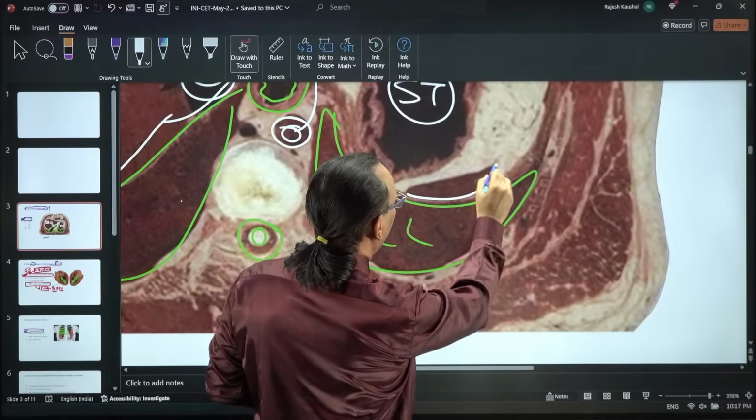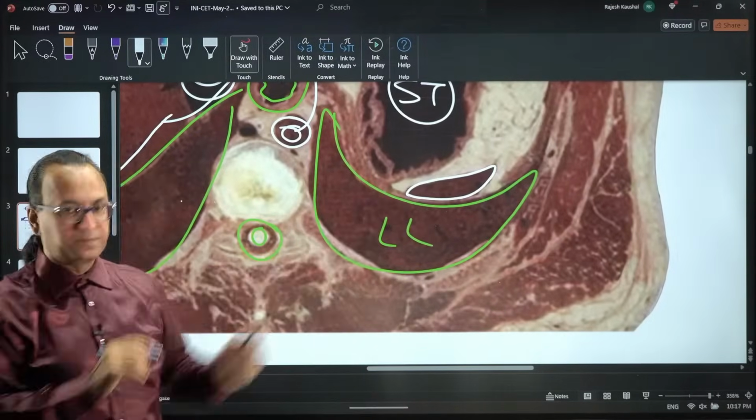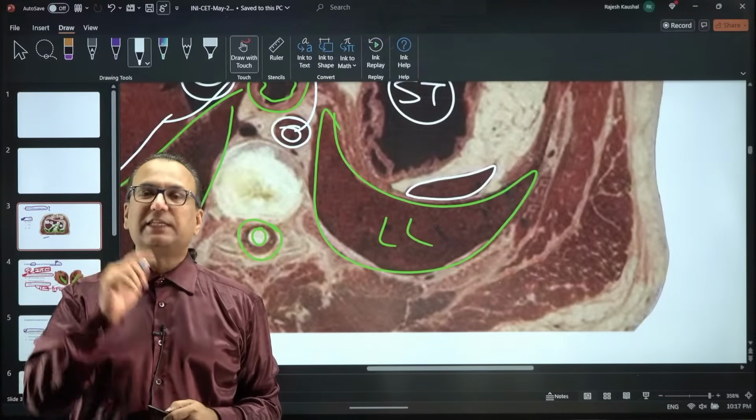This is spleen. So part of the spleen has come along with the stomach, and that is why I am telling it is T10 level.